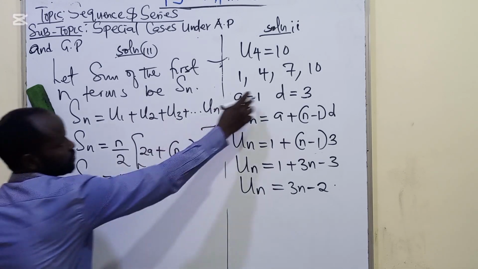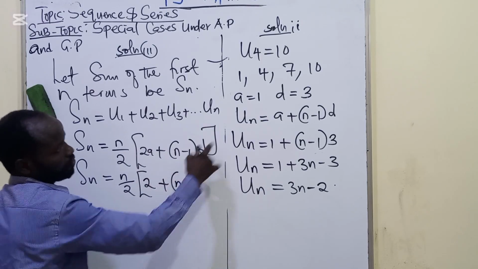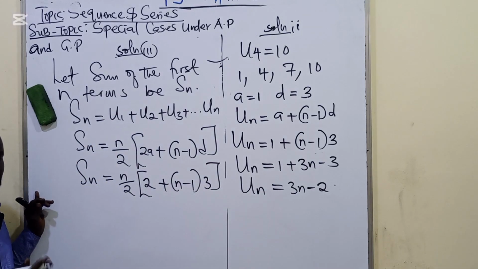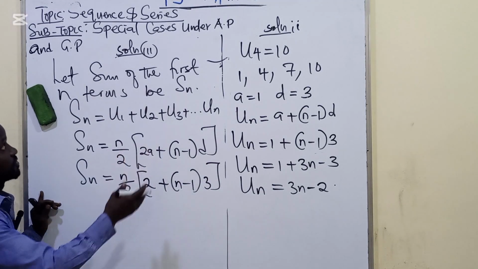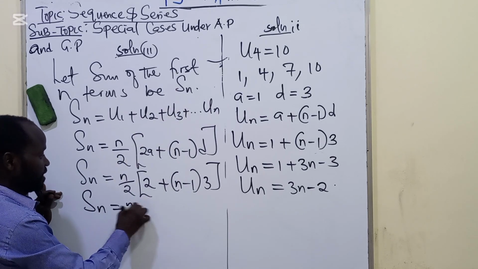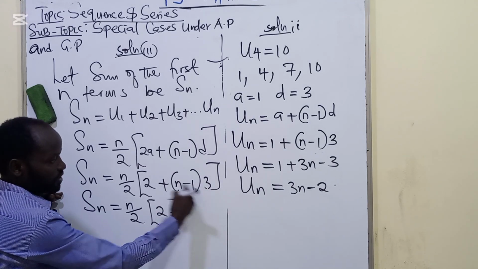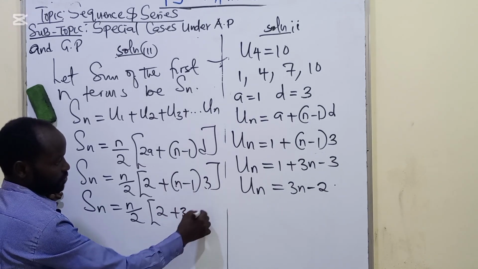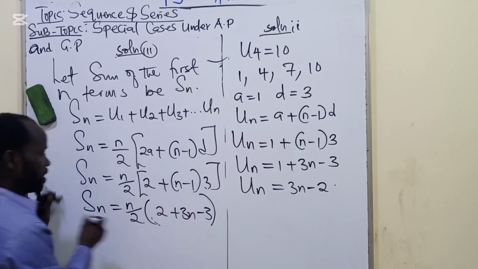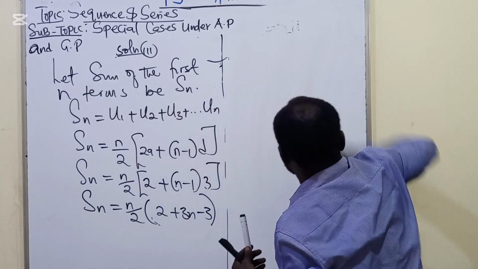The first term here is 1, so that will be 2 times 1, which is 2, plus n minus 1 multiplied by the common difference 3. Let's simplify this. Whatever we have will be the sum of the first n terms. So the sum of the first n terms will be n divided by 2 into 2 plus, let's distribute this 3 over this. 3 times n is 3n, 3 times minus 1 is minus 3. So we have a bracket like this. Finally, let's simplify that further.